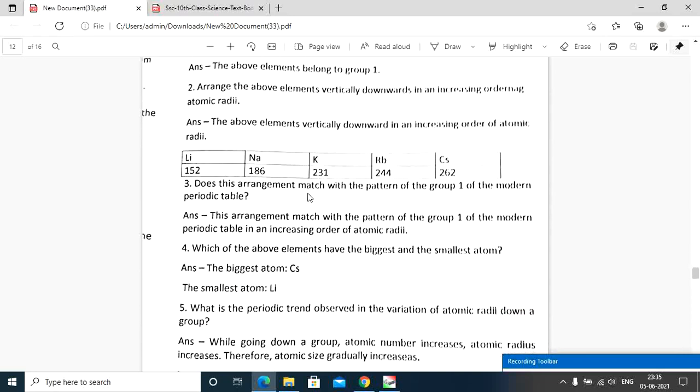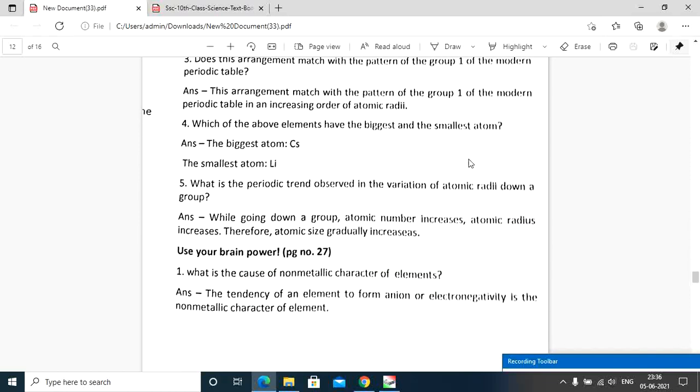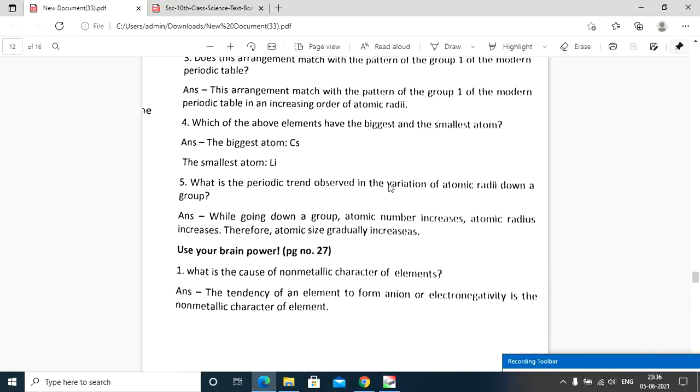Does this arrangement match with the pattern of group 1? Yes, it does match. Which of the above elements have the biggest and smallest atom? So this is the smallest and this is the biggest. What is the periodic trend observed in the variation of atomic radii? So while moving from top to bottom, atomic size goes on increasing.